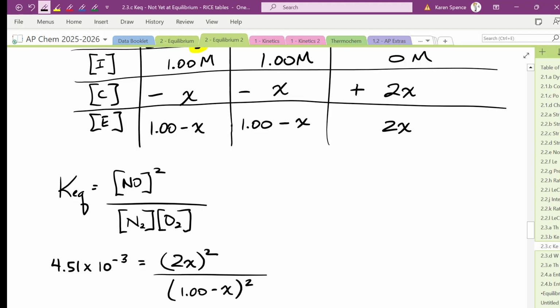Uh-oh. This looks like a quadratic equation to me. But isn't it fortunate that in Chemistry 12, you will never be required to do a quadratic equation? Never. Is there a cheat we can use, a little shortcut so we don't have to do it? Yes, we can take the square root of the whole thing.